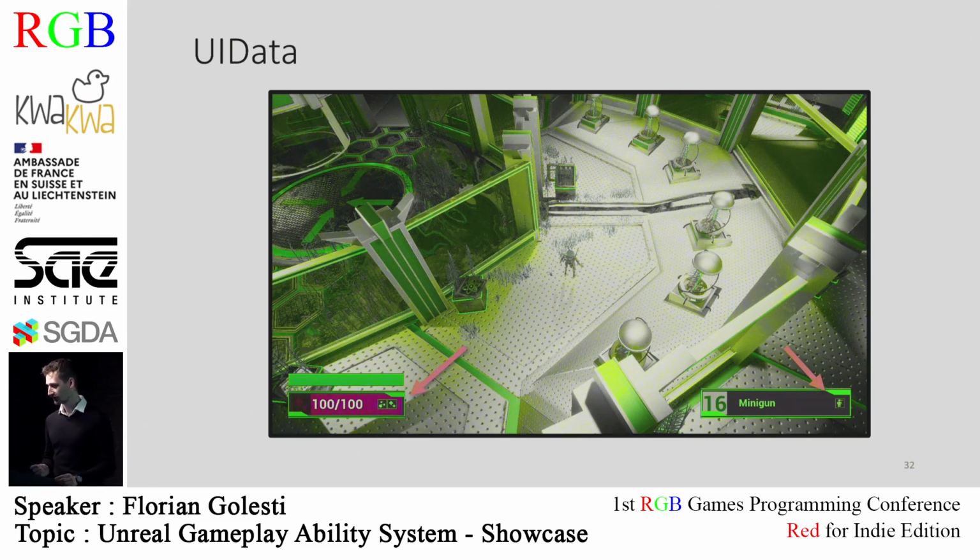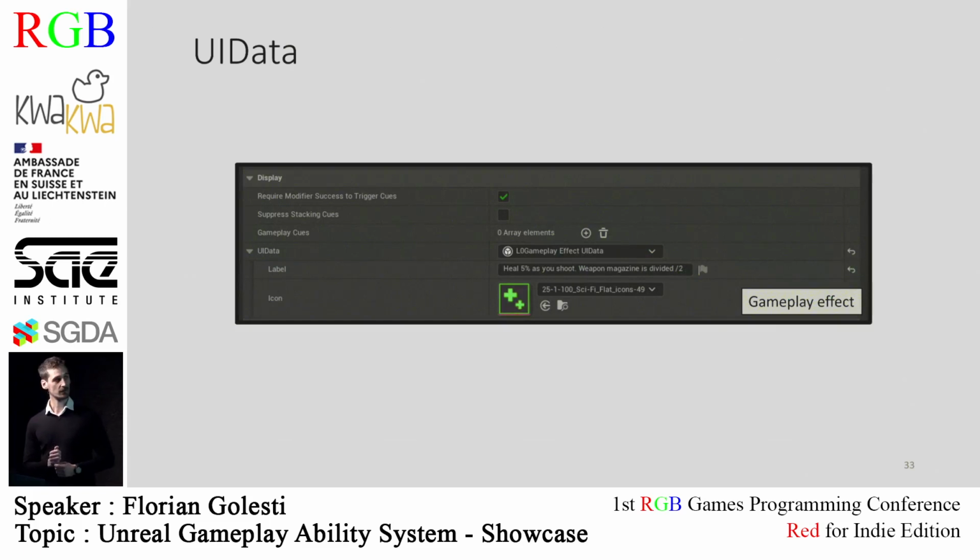But you can see that on this screen, I have 2 buffs on my character and 1 buff for my minigun weapon. And to do this, to show you the icons, it's very simple. In the gameplay effect, you have a section just below the gameplay cues. You have a section where you can set a custom structure. So we just have a structure with a label on the icon. So when I apply a gameplay effect, I can say for this gameplay effect, we have this icon related to that.